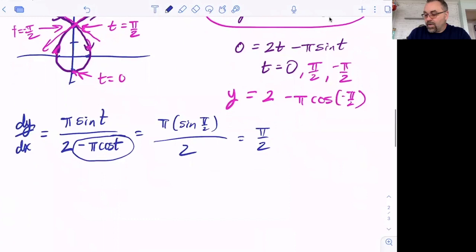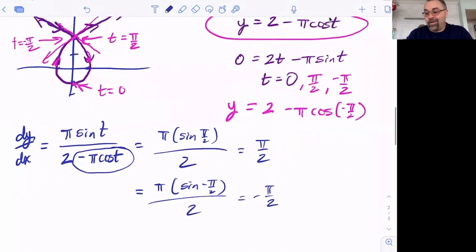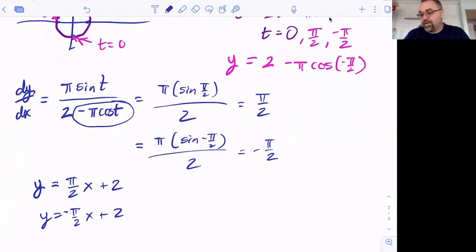And at negative pi over 2, we get negative pi over 2. So the slopes are pi over 2 and negative pi over 2. So yeah, we have two different slopes, two different tangent lines. We actually have the y-intercept for the tangent lines. So we know that the tangent lines are y equals pi over 2 x plus 2 and y equals negative pi over 2 x plus 2 for the two tangent lines at the point 0, 2.